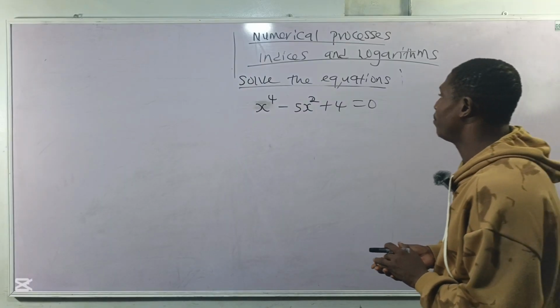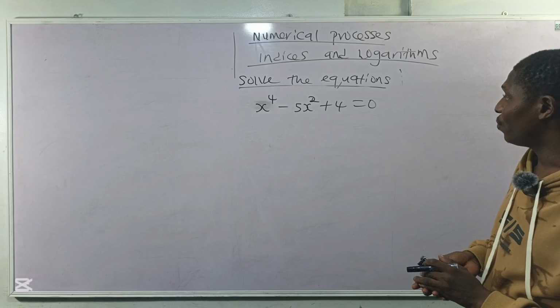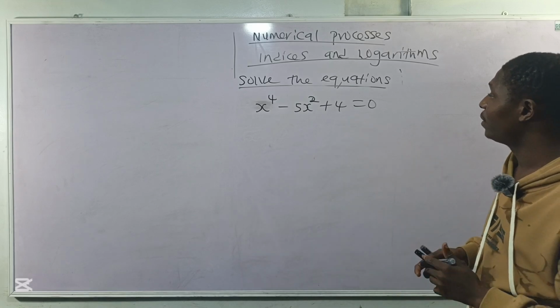So again, we have x raised to power 4 minus 5x squared plus 4 equal to 0. Let's find the value of what? x that satisfies the equation.